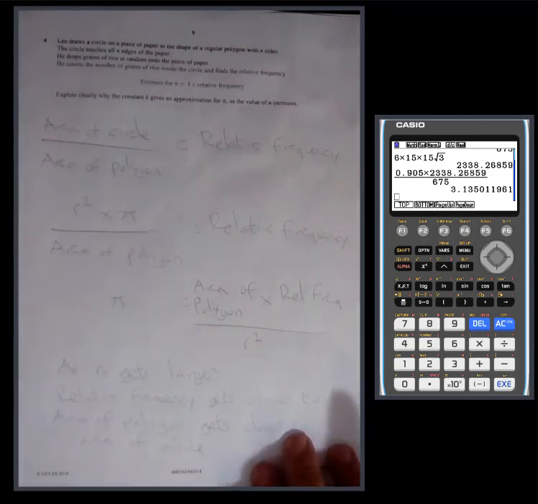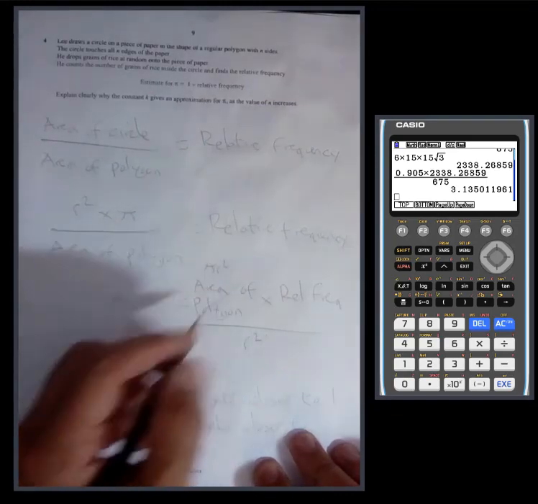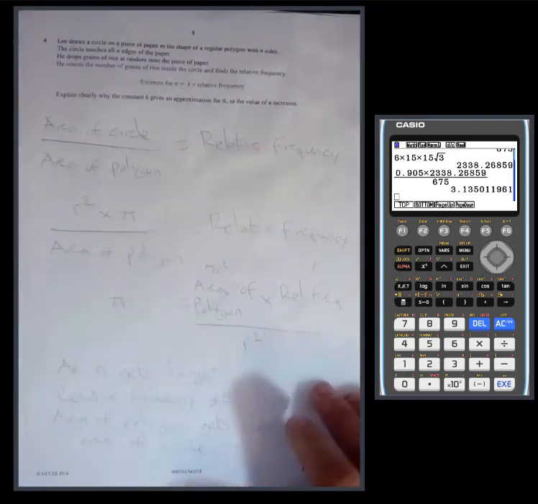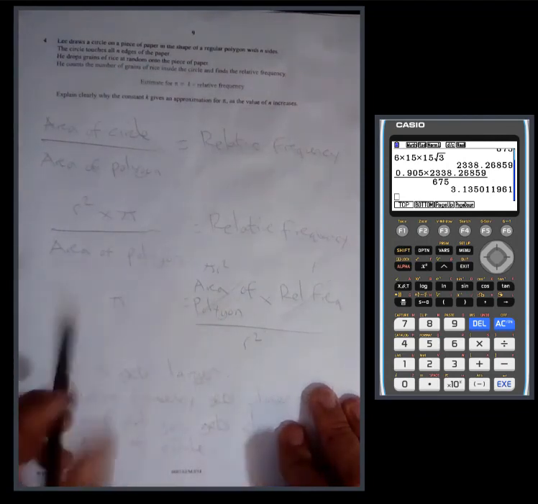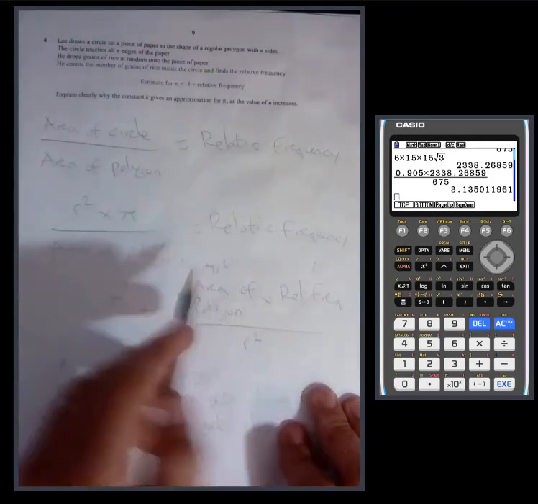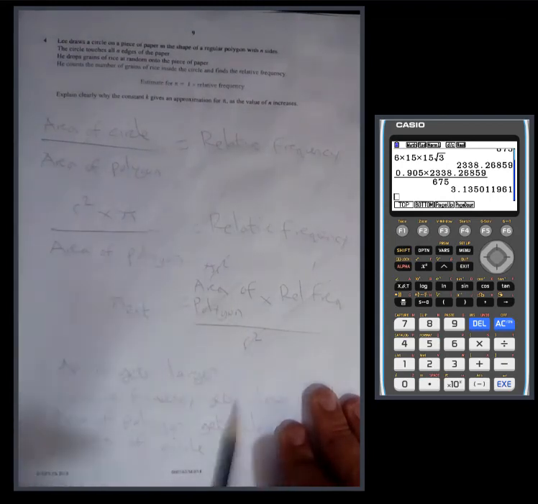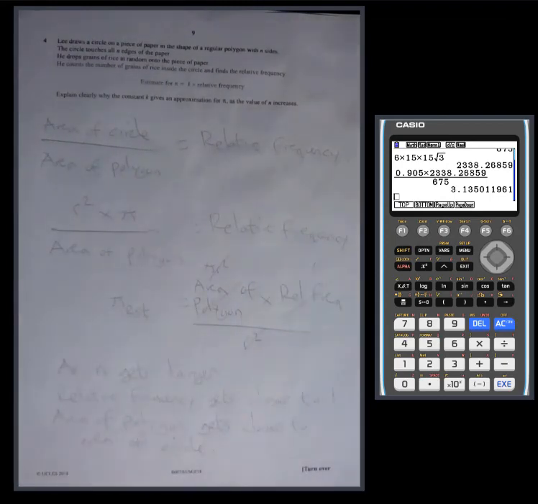So that means, if you think about it, if this thing here is getting close to pi r squared, and the relative frequency is getting close to 1, you end up with the estimate for pi being pi r squared times 1 over r squared. If we cancel off the r squared, you can see why this is getting closer and closer to pi as n gets bigger and bigger. So I hope that makes sense. The last question's always really tough, but hopefully you're all right with the rest of the walkthrough. You're never going to get an easy last question, but you will hopefully be able to pick up a lot of marks on the way.